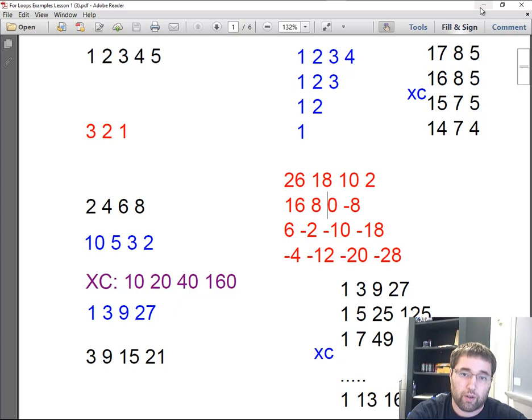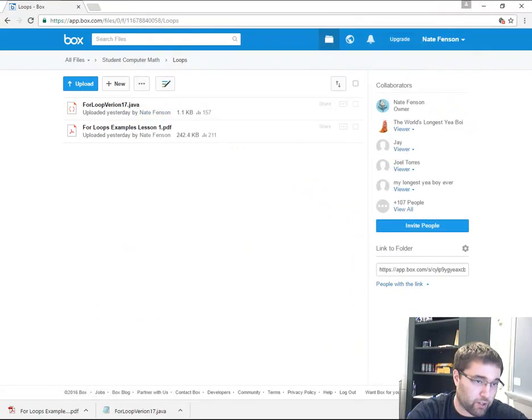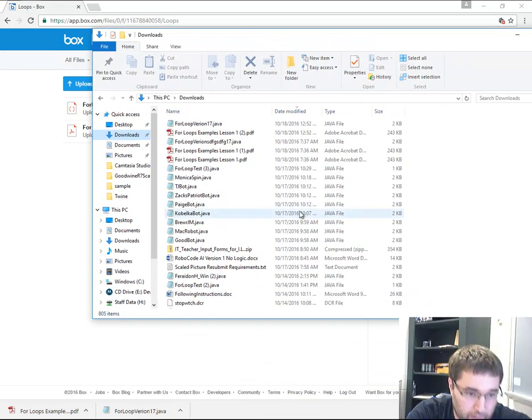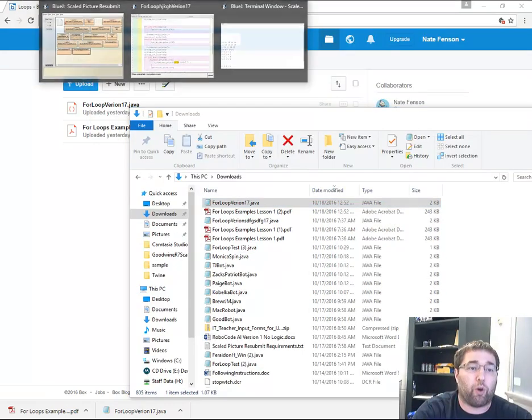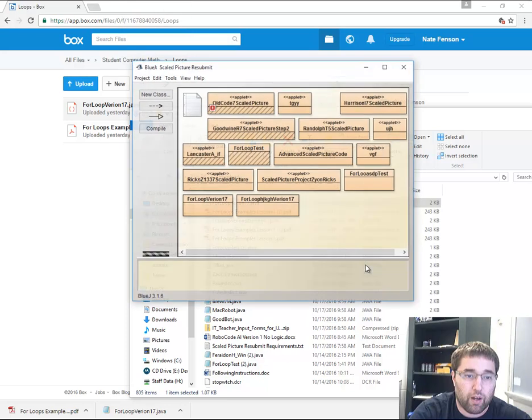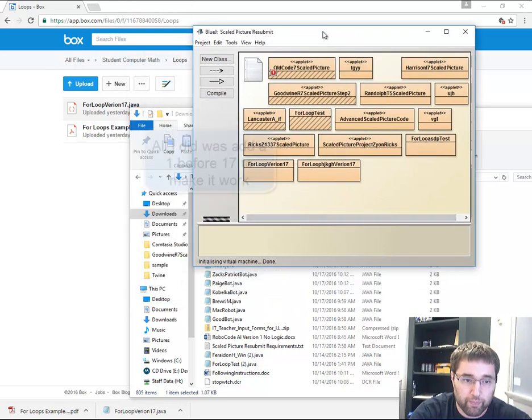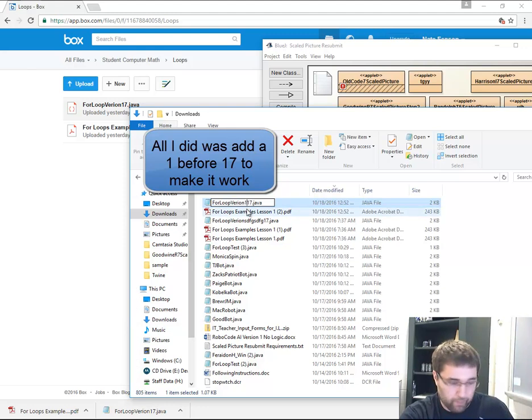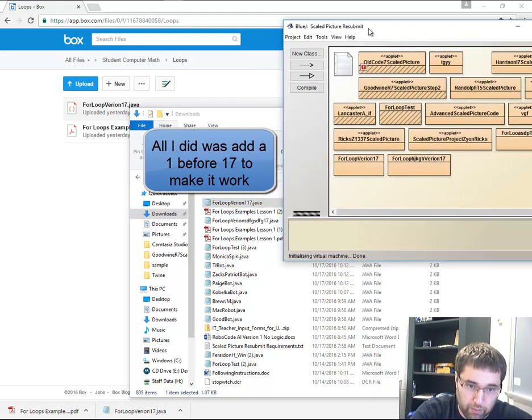So when we open up our Java code, we click the arrow, show in folder. And then over here I have the Java file. So I open up my Java by opening up BlueJ and having a project that's open. And then I'm going to rename this just because it works on mine, because it has to be different from the ones I previously moved in there.